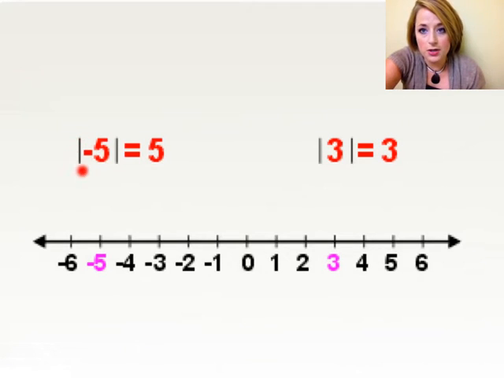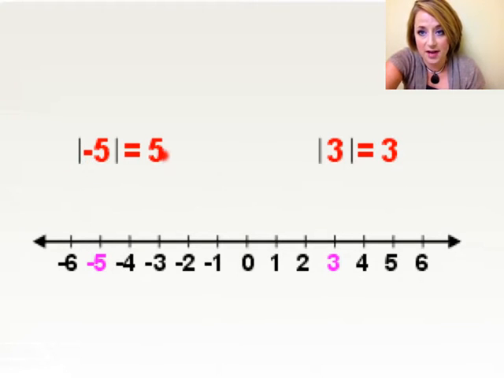Here's some examples. See these bars on the outside of that negative 5? That is the symbol for the operation of absolute value. In order of operations, this falls under grouping symbols. When you get into more advanced math, you might have something like the absolute value of negative 5 plus 2. You would find the value of negative 5 plus positive 2, which is negative 3, and then the absolute value of that would be 3.